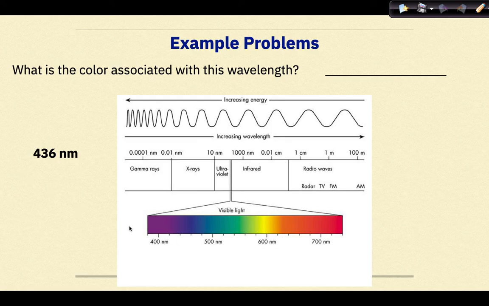So 436, well, 400 is right there, and each one of these marks is going by 20 nanometers. So 436 nanometers is probably somewhere around here. The color that we would associate with this wavelength would be violet.